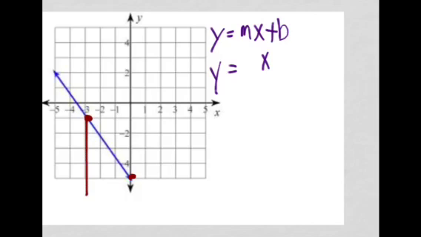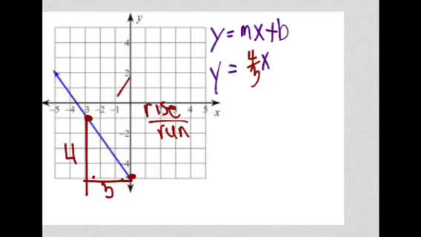Draw my line down. Draw my line over, and it's time to count. 1, 2, 3, 4. 1, 2, 3. So rise over run tells me that it's going to be a 4/3. And then when I take a look at this line, I notice it is not positive. In fact, it is a nice negative. So it's a -4/3. Then I have to look for my y-intercept.